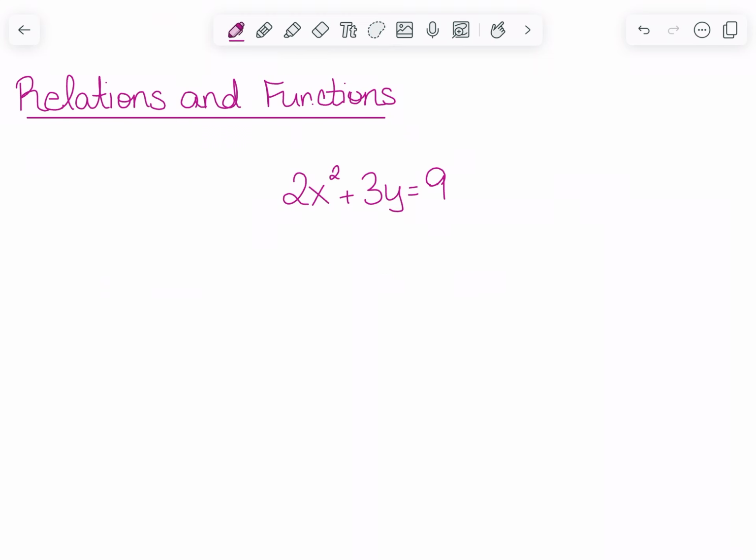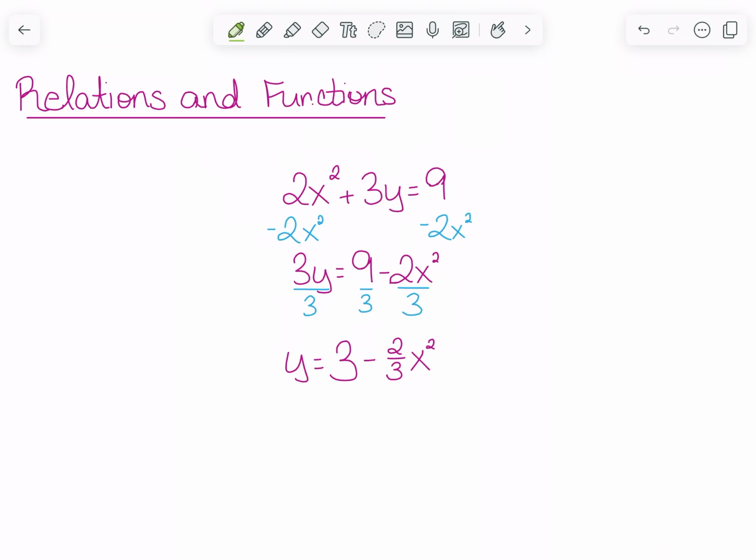Let's consider the equation 2x squared plus 3y equal to 9. This is not of the form y equal to something, so we need to try to solve for y. The first step would be to subtract 2x squared from both sides. When I do, I end up with 3y equal to 9 minus 2x squared. The next step would be to divide each term by 3. When I do, I end up with y equal to 3 minus 2/3 x squared. Since I have this written uniquely as y equal to something involving only numbers and x's, this is a function.